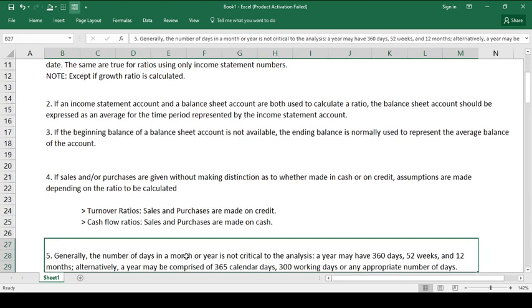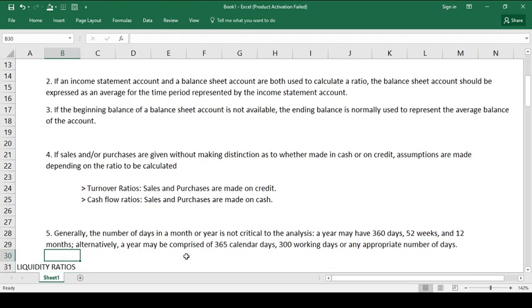Take note of that rule. The fifth rule is that generally the number of days in a month or year is not critical to the analysis. So, that's correct, no? Hindi naman po critical masyado yung days in a month or days in a year.